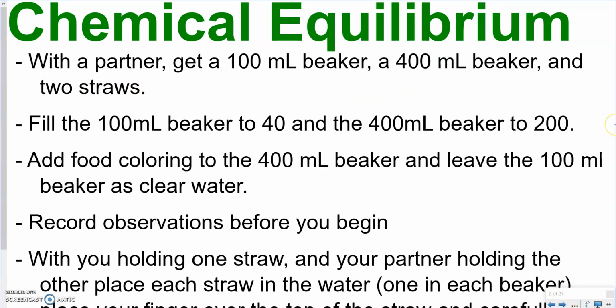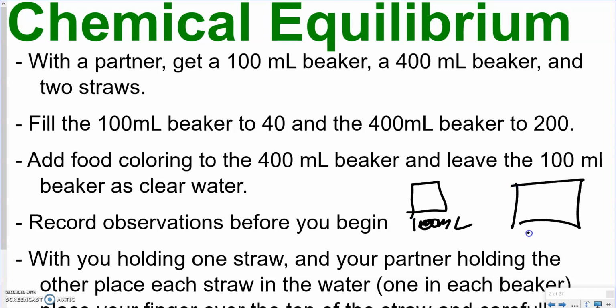Let's say we are doing a demo, and ideally we would have already done this demo in class, and hopefully we probably already have, but we're just going to pretend like we haven't. What I want us to do is think about having two beakers. We're going to have a, let's say, 100 ml beaker, and a 400 ml beaker.